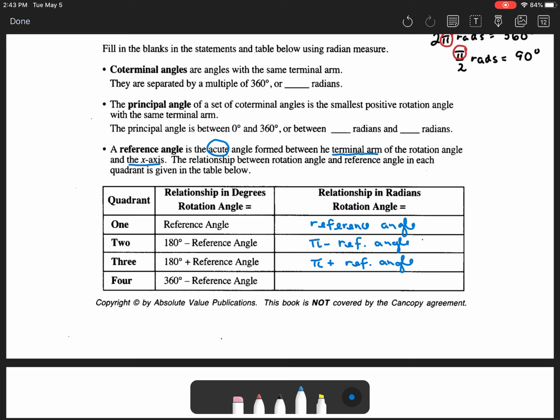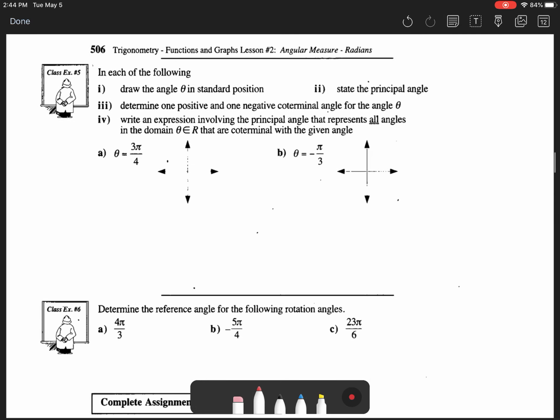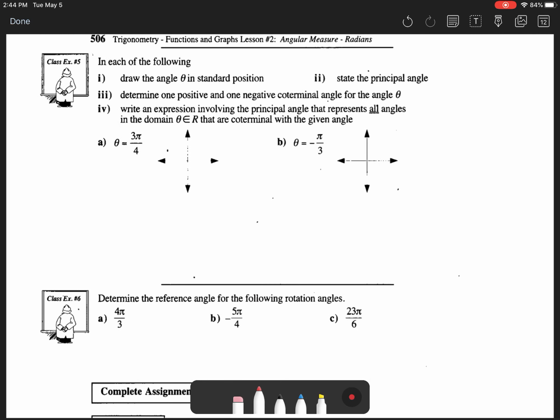And yesterday it was 360 degrees minus the reference angle, so today that'll be 2 pi minus the reference angle. So those relationships remain. You can see 180 degrees, pi, 360 degrees, 2 pi. Same relationships, just in a different language, right? Radian measure versus degree measure. So that takes us to these questions.